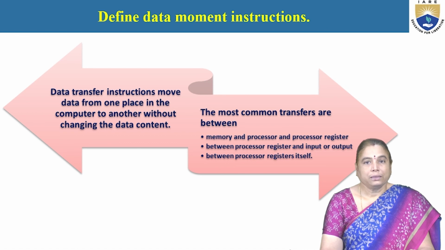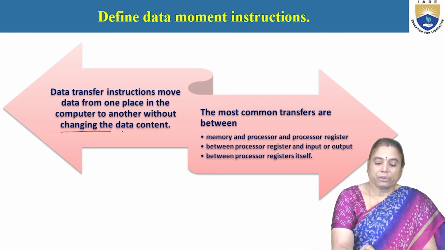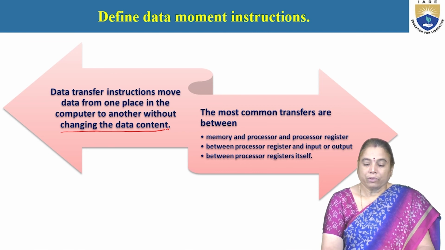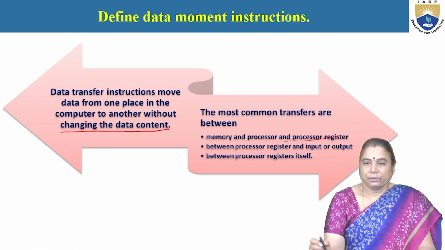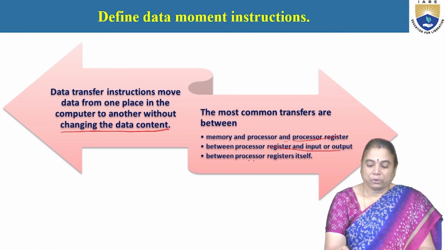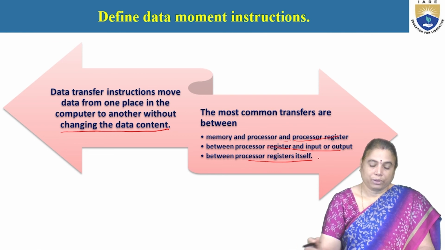Define data movement instructions. Data movement instructions can also be referred to as data transfer instructions. The data transfer instruction generally moves or transfers the data from one place in the computer to another place without changing the data content. The most common transfers are between memory and processor registers, between processor registers and input output, and between processor registers themselves.